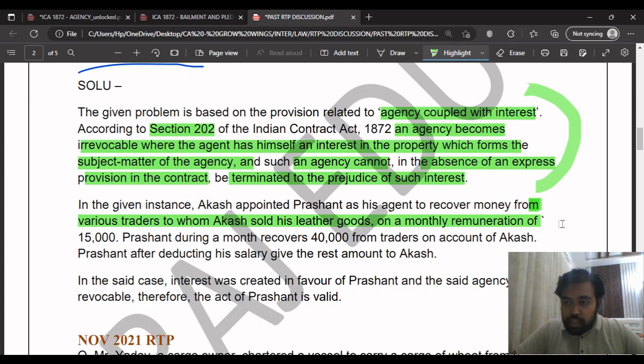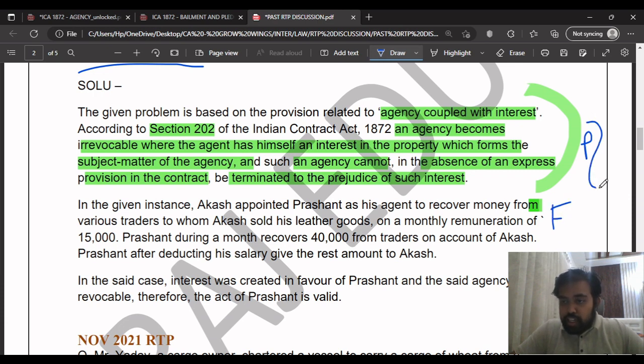Next, this is the facts of the case. If you have seen my test your knowledge question video which I put for agency, I told you that there are three parts to the solution. One is the provision, next is the facts of the case, and next is the conclusion.